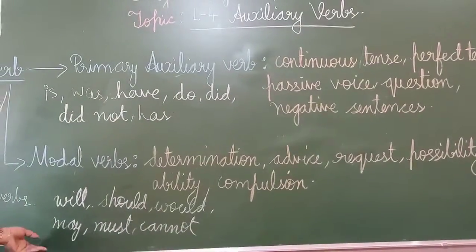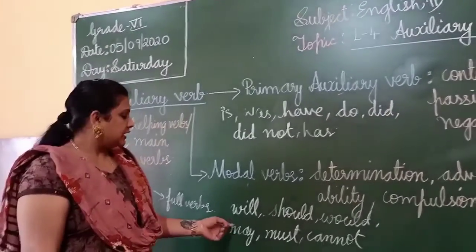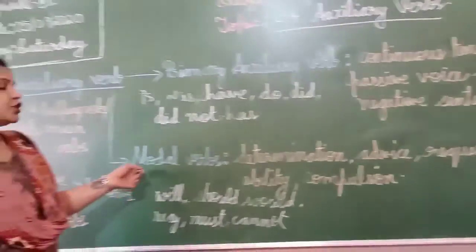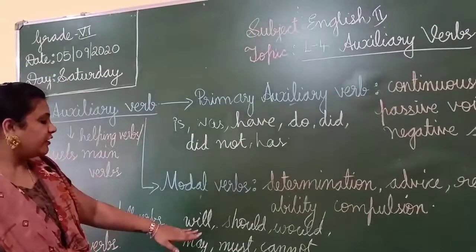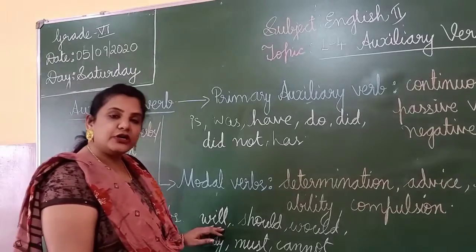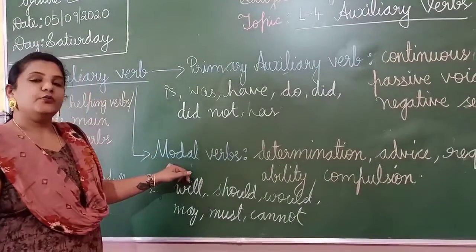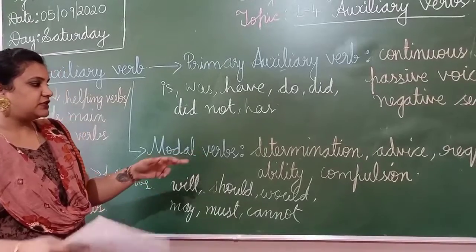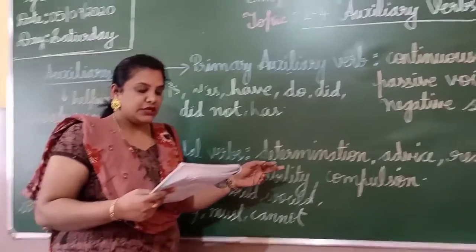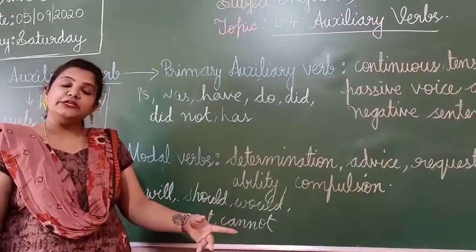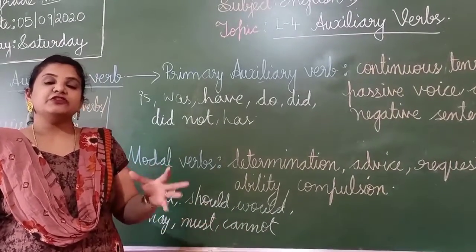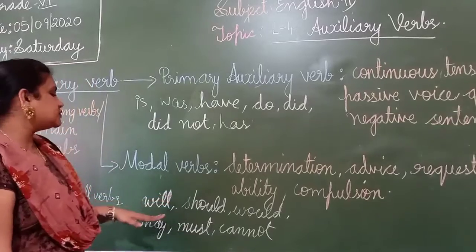Okay, can, cannot, will, would, should. These types of words are called your modal verbs. When we use these types of verbs with your main verbs, that is called your modal verbs. They are used in the form of determination. Determination means what, children? I will go, I will do. Yes, something which you are very sure of doing, where you use will.